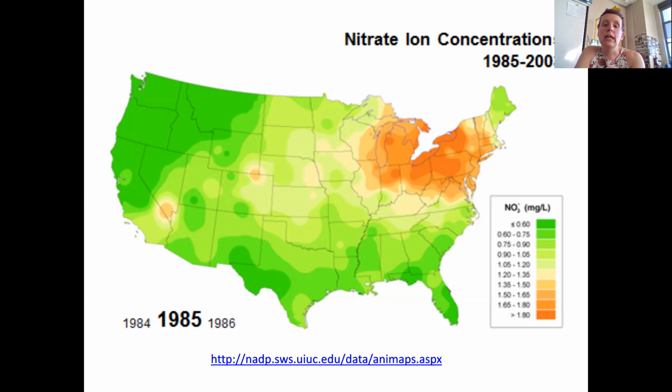And again, we're looking at that place that's really high in industry, right around those Great Lakes: Ohio, Pennsylvania, Western New York. And we're looking at Illinois and Indiana. Those places have more orange, which is more nitrate in the soil, and that's deposited from nitric acid in our acid rain. Okay, so let's watch how this changes over the years.